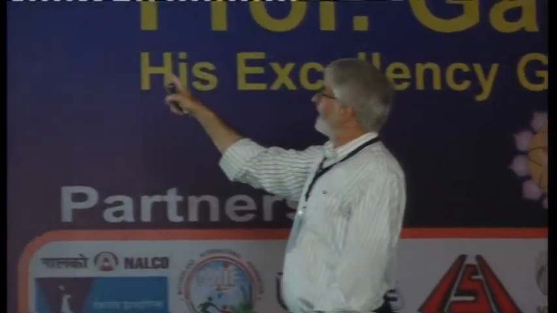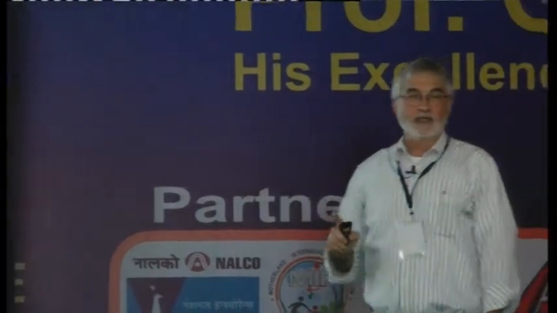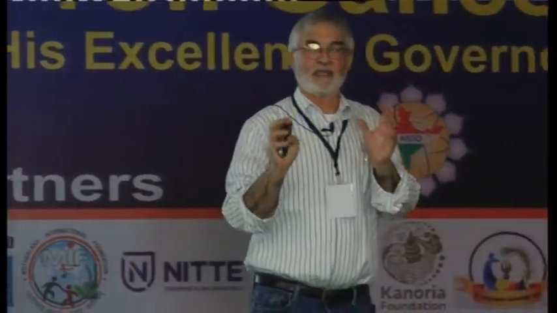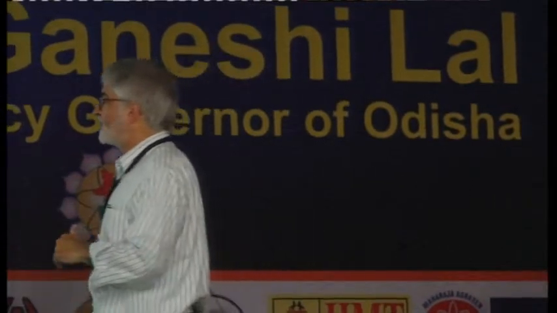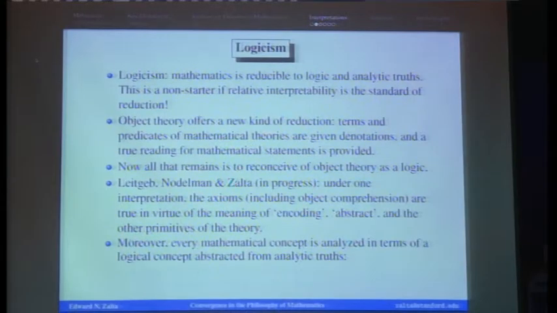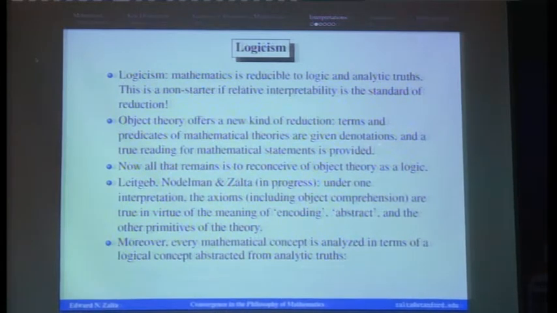What about logicism? Well, logicism says mathematics is reducible to logic and analytic truths, but of course that doesn't work because logic is typically weak, whereas mathematical theories have very strong existence claims. So you might wonder, why was logicism ever a viable option? And in this case, the idea here is that object theory gives us a new kind of reduction. The terms and predicates of mathematical theories are given denotations because what those objects are that I postulated with that comprehension principle, they become logical objects.